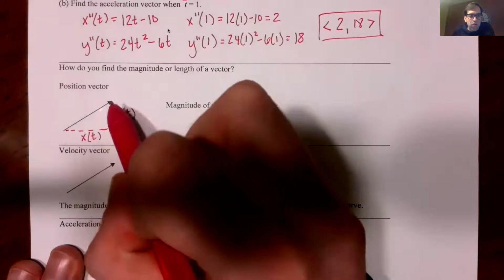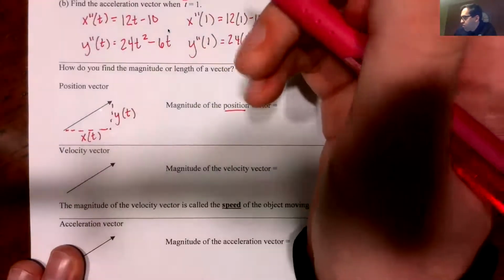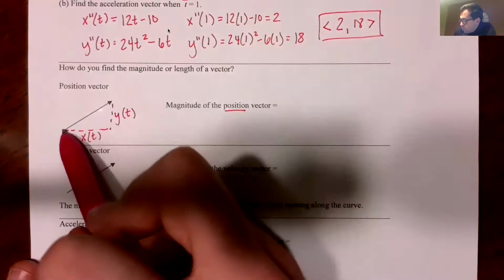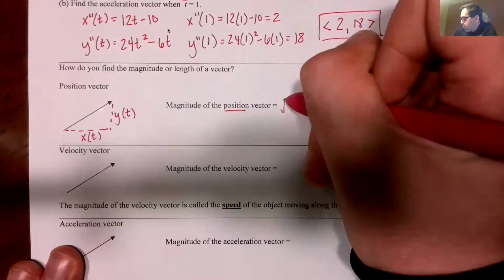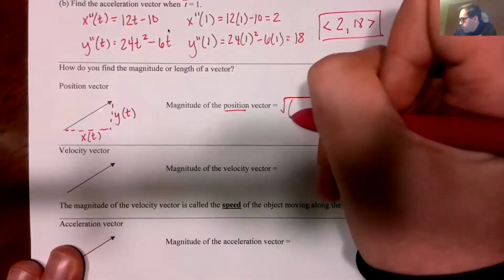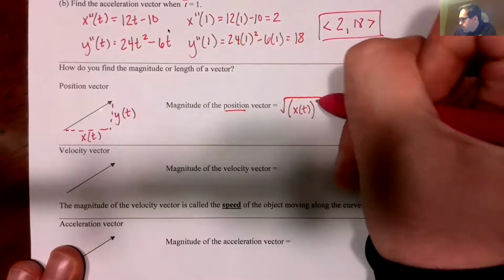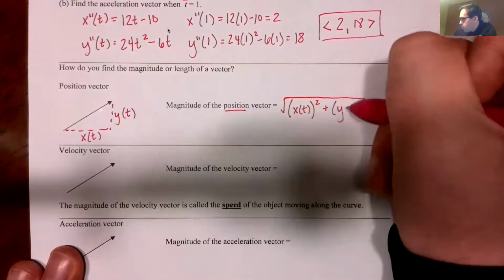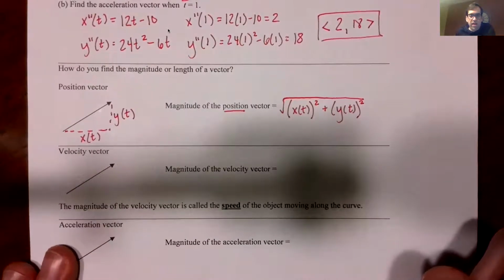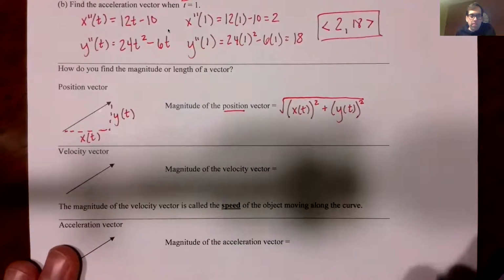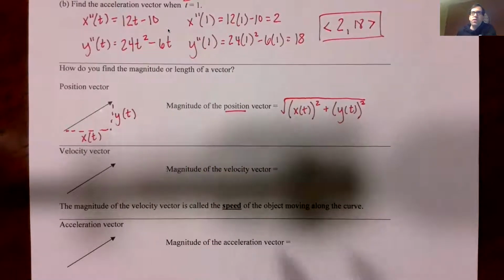So that's this arrow. So if we wanted to find the magnitude or the length of this arrow, we're going to use the distance formula, or you can think of it as the Pythagorean theorem, where we have x of t squared plus y of t squared inside of a square root. Okay, and that's going to give us kind of the overall magnitude of the vector. Magnitude just kind of says, okay, we don't want the x and the y separate anymore. Give me one number. Give me the overall magnitude.